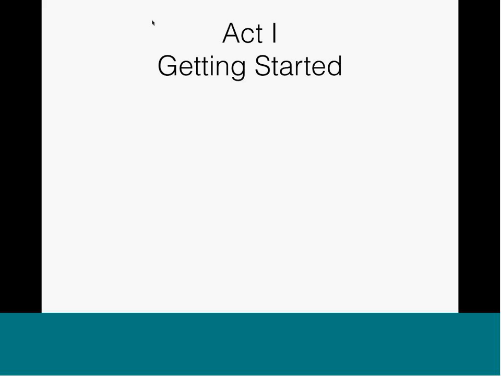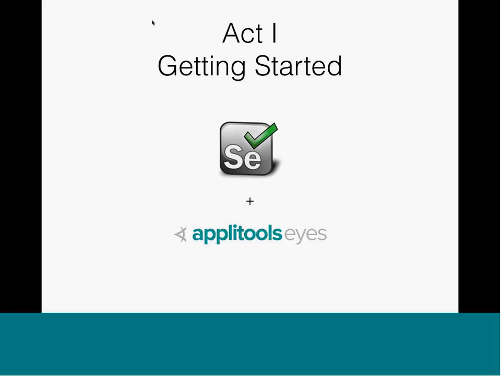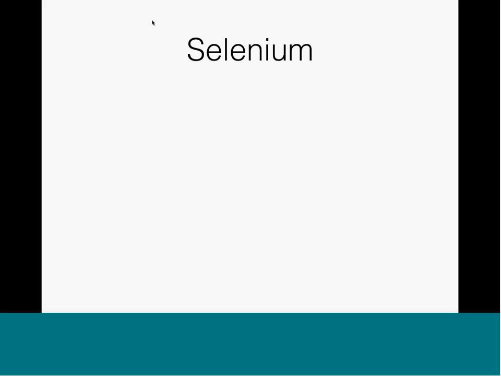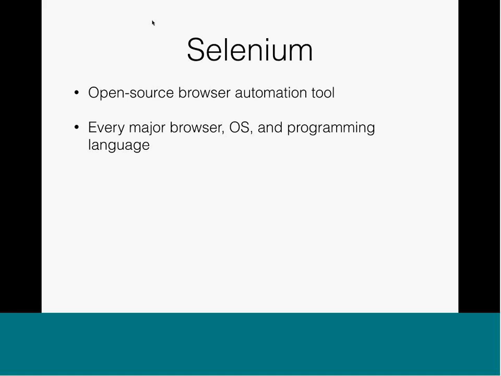So Act 1, getting started. Selenium and Applitools Eyes. So let's start with Selenium. Selenium is an open source browser automation tool. It's kind of the de facto option as far as open source test automation is concerned. And it works on every major browser, operating system, and programming language that are out there. And the main thing that's really cool about it is that it mimics human action.